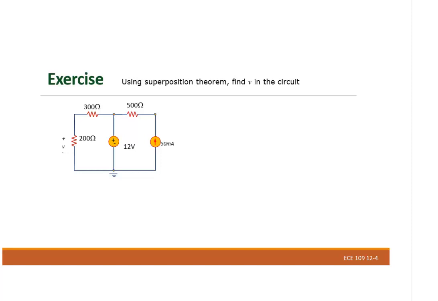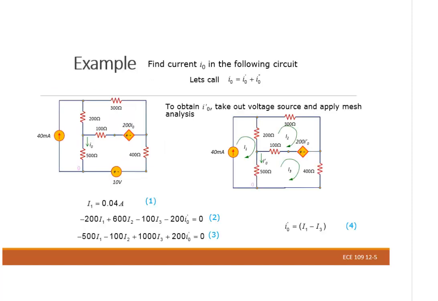Okay, let me give one example here with dependent sources too. In this case, we're gonna find I0. I0 is right here, if you see it. We're gonna find it using superposition. So first, we're gonna leave one independent source and take the other one out. We have two sources, so let's take this one out first.